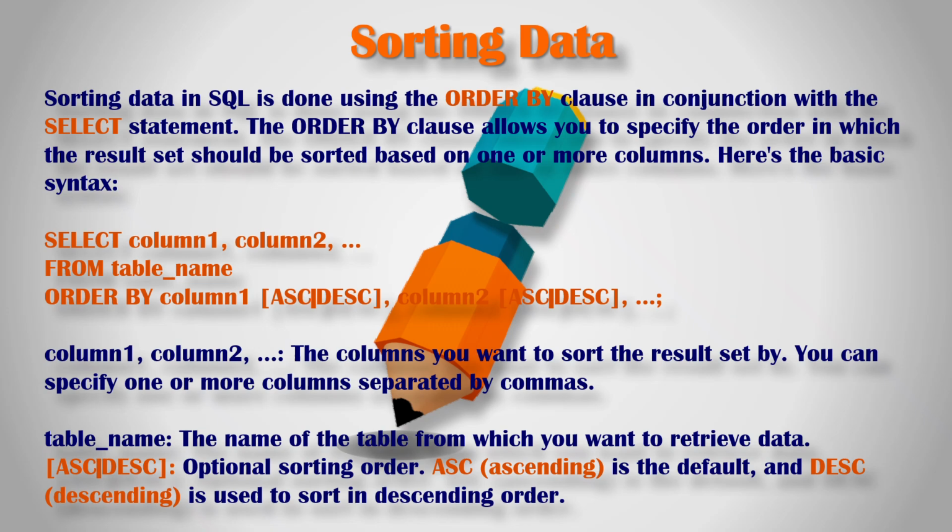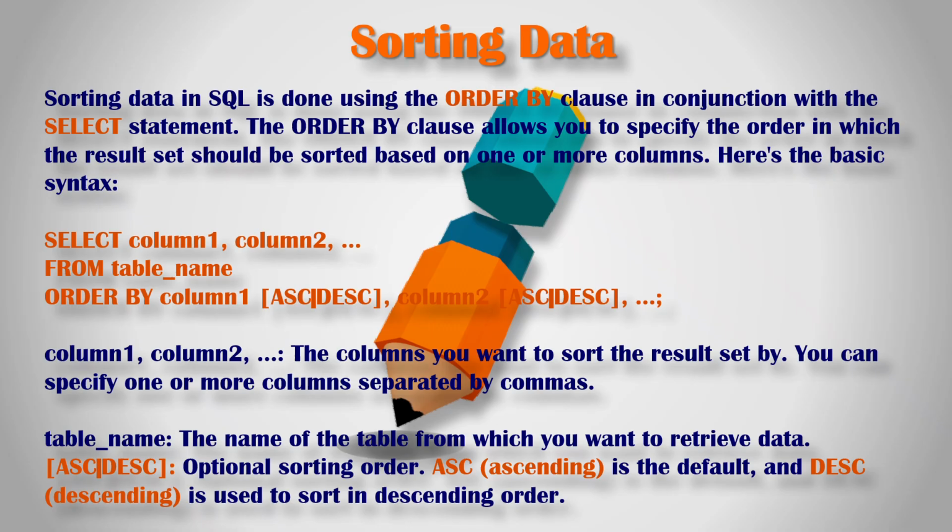SELECT column1, column2 FROM table_name ORDER BY column1 ASC|DESC, column2 ASC|DESC. Column1, column2: the columns you want to sort the result set by. You can specify one or more columns separated by commas.